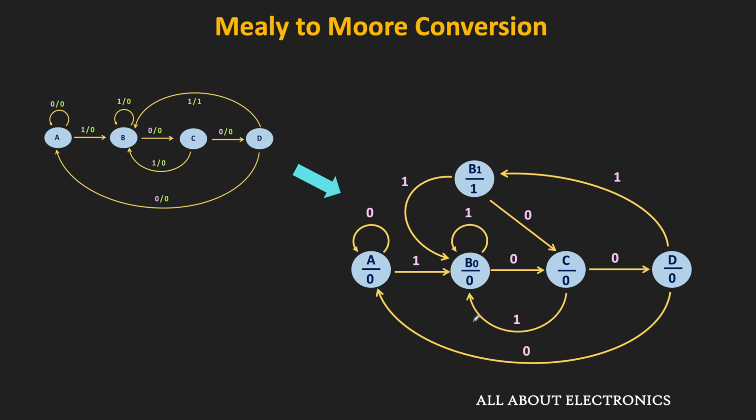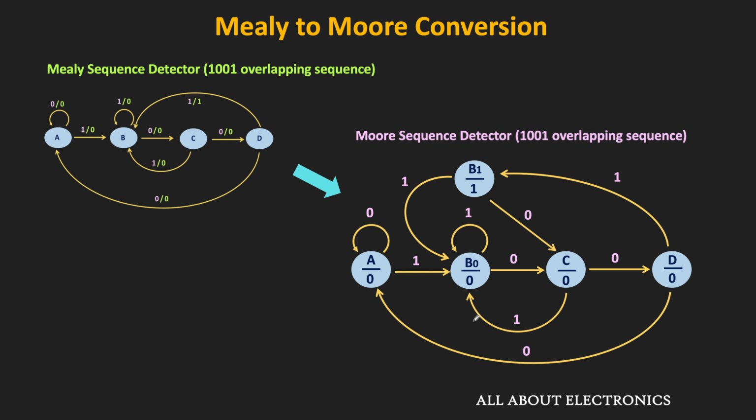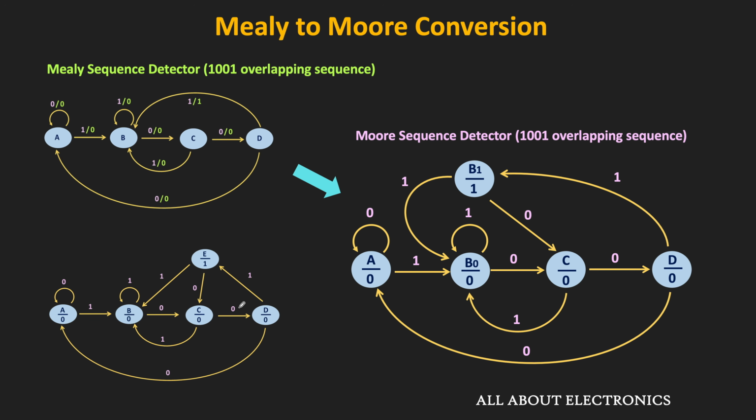So like I said, the diagram which was given to us was the diagram of the Mealy sequence detector, and this is the equivalent state diagram of the Moore sequence detector. If you have watched the previous video, then in that video, we have already seen the design procedure for designing this Moore sequence detector. And during the design, we got this state diagram.